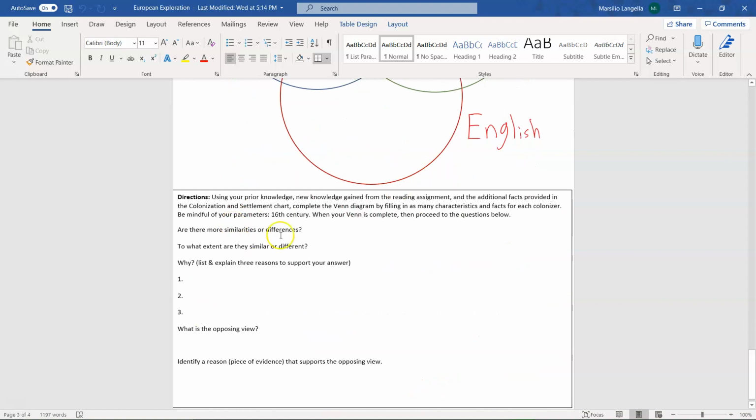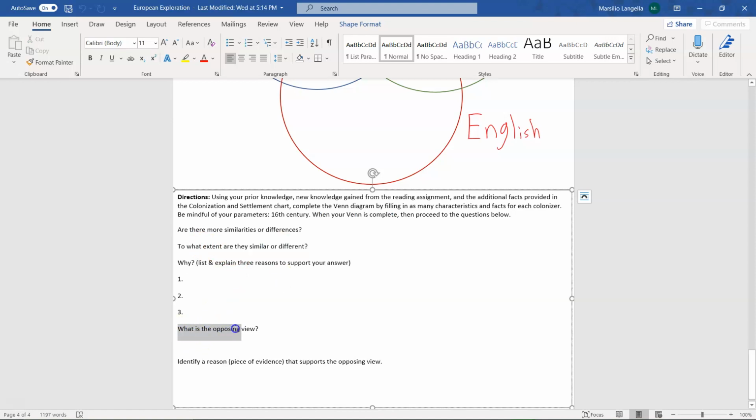Then you're going to answer these questions, and this is going to be like a final little summary paragraph. Basically, it's going to help you condense all the information that you just learned about. First you're going to write out whether there are any similarities and differences. Then you're going to say to what extent they are similar or different. You're going to pick whether they are more similar or more different. You're going to list 3 pieces of evidence to support your claim.